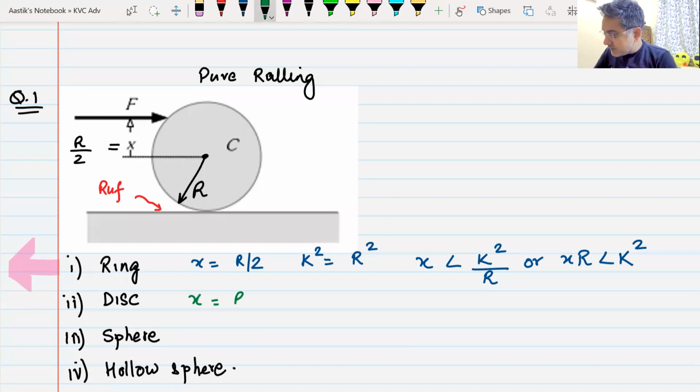For the disk, x is r by 2, and k square is also r square by 2. Yes, sir.